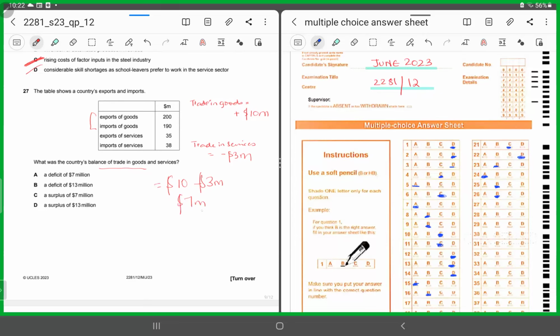So after calculation, you can say 27 has to be C. So C is the correct answer.